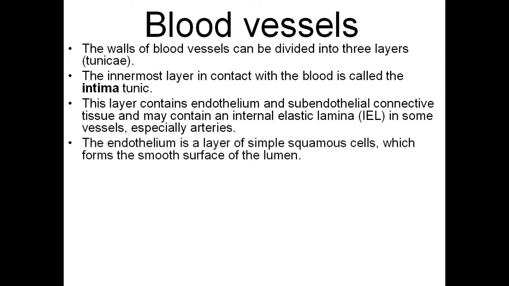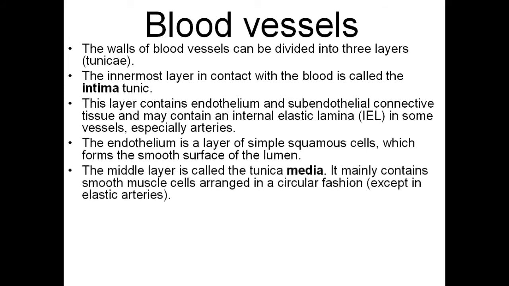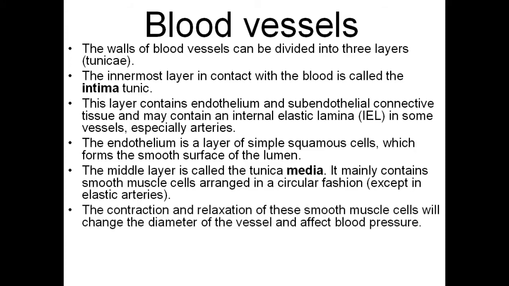The next layer on top of the endothelium is the media. The middle layer is called the tunica media, and contains smooth muscle cells arranged in a circular fashion. There usually are some smooth muscles, but there may be a lot of elastic fibers as well. And it's the contraction and relaxation of smooth muscle cells which will change the diameter of the peripheral vessels and will affect blood pressure.